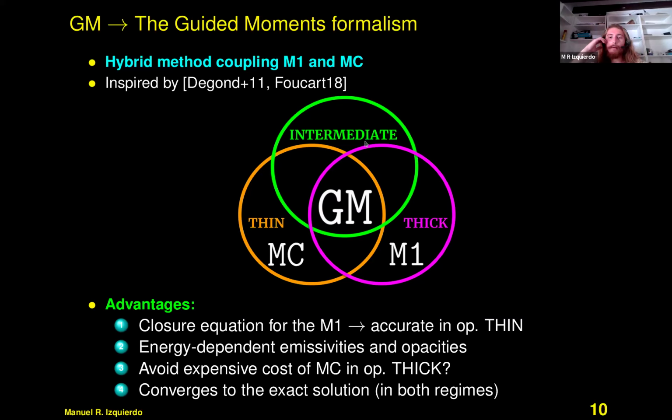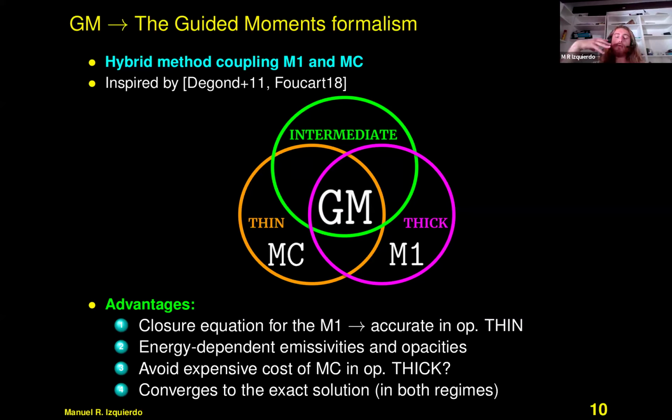And in the intermediate regions, these gray regions, let's say, we will combine the solution of Monte Carlo and the M1. So at the end, we end up with a closure equation for the M1. So now we also have a method that is accurate in the optically thin regime. Then we also have another extra feature. It is true that this is still underdeveloped, but I think this should be the way to do it.